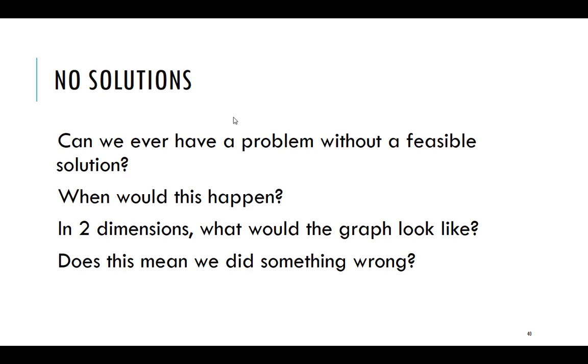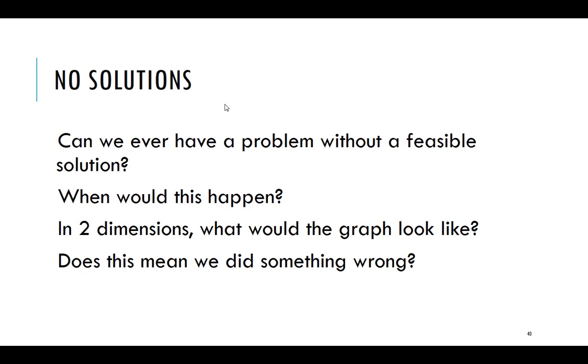So the other thing that can happen is that we can come up with no solutions. So can a problem ever have no feasible solution? And when would this happen? What would it have to look like if we were in two dimensions? And does it mean that we did something wrong? Right? So this can happen.